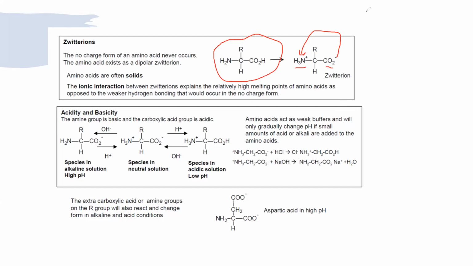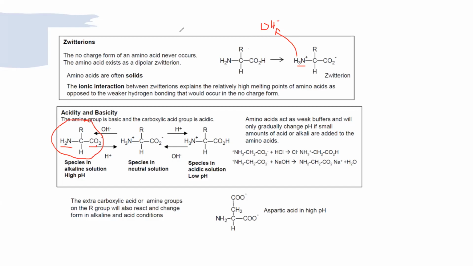And which ion will exist? For example, if it is in alkaline medium, alkali means there is OH. So what is the tendency of OH? OH has a tendency to accept a proton. So when OH accepts a proton, the proton will be lost from the amine group, and we are left with NH2 and C double bonded with O. So in alkaline medium, this species will be more.